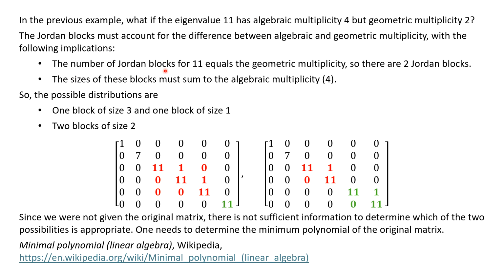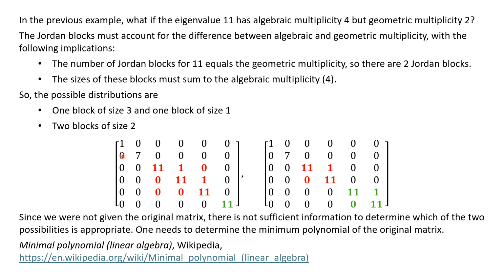The number of Jordan blocks for the eigenvalue at 11 equals the geometric multiplicity. So there's going to be 2 Jordan blocks corresponding to this eigenvalue. The sizes of these blocks must sum to the algebraic multiplicity of 4. So that gives us 2 ways of making that happen. We could have one block of size 3 and one block of size 1. That's what I have here.